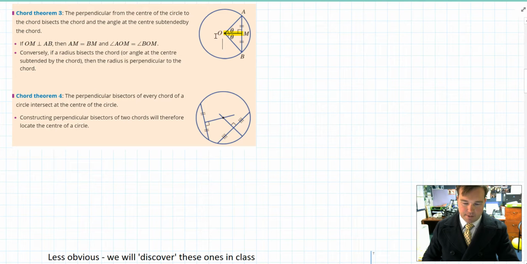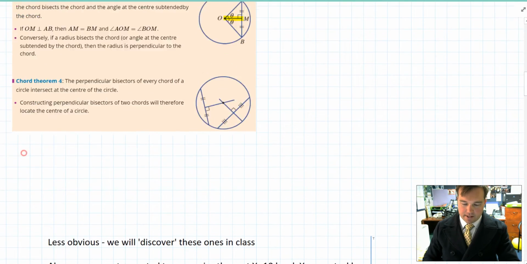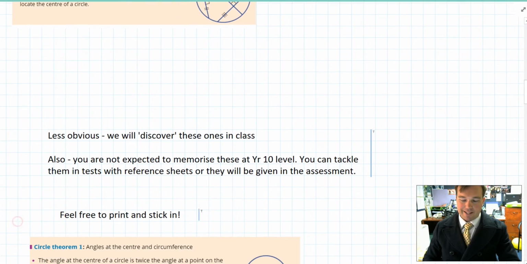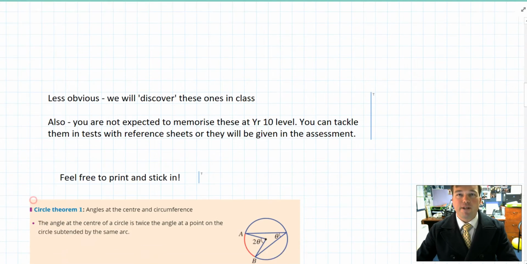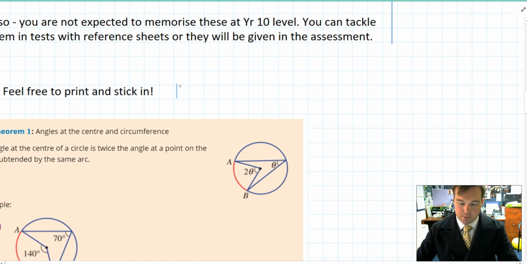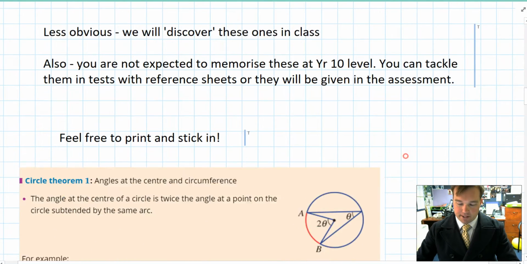Theorem 4 is basically this in reverse. If you know that a line bisects a chord at right angles, it will pass through the center. This here, a line bisects the chord at right angles, it'll pass through the center. It's a bit like saying if you bisect that chord, you know that this little line here, OM, must go through the center. Alright, now the ones that follow are less obvious. You're not expected to memorize them all. You can give them reference sheets. Feel free to print them out and stick them in, but we'll go through where they come from in class.